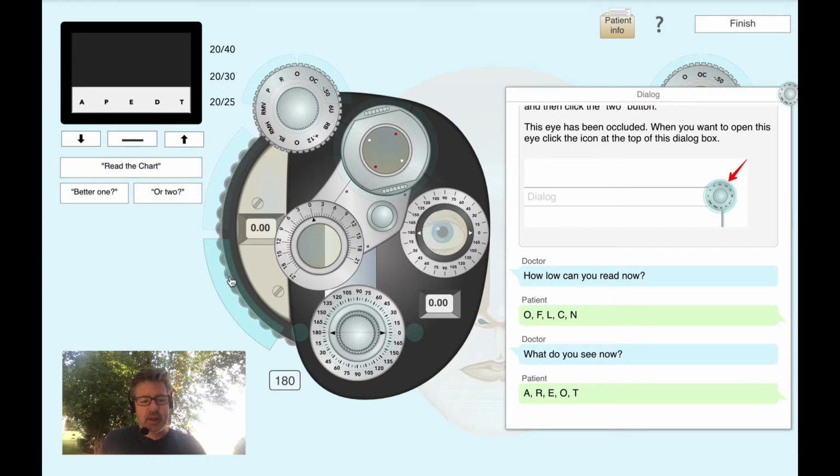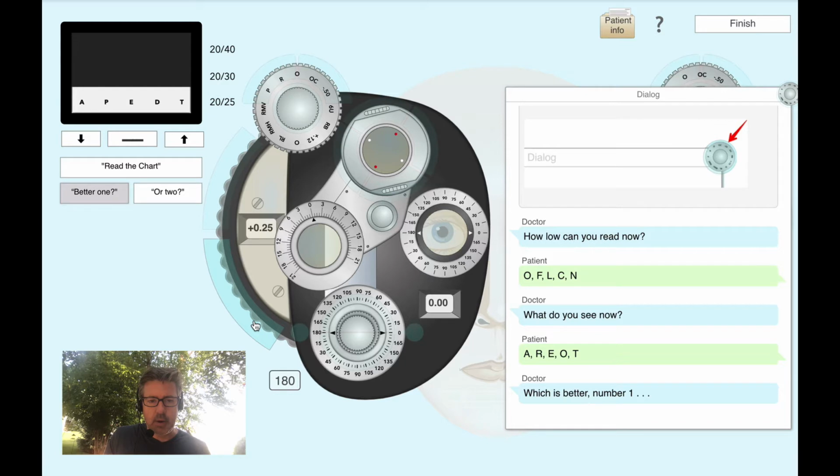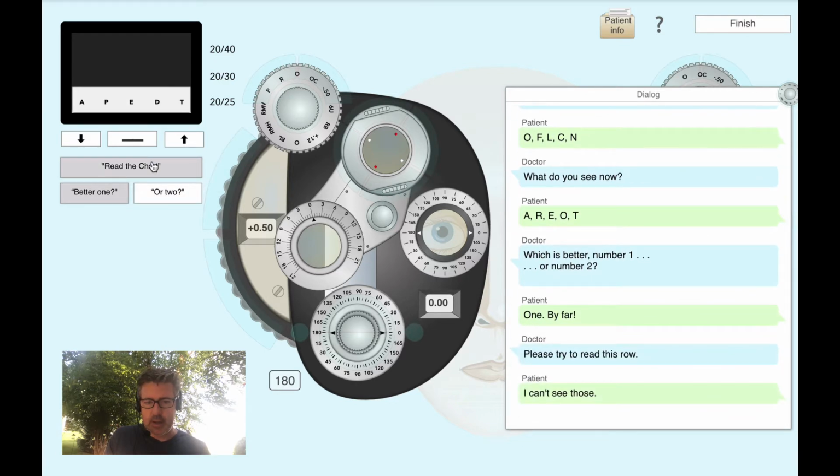So let's make sure she doesn't need plus power. I'm going to say, which is better, one, or two? One by far. Read the chart. Okay, she can't see though, so that definitely seems to have blurred her up. I don't think we'll want any plus in there, but let's do this again.